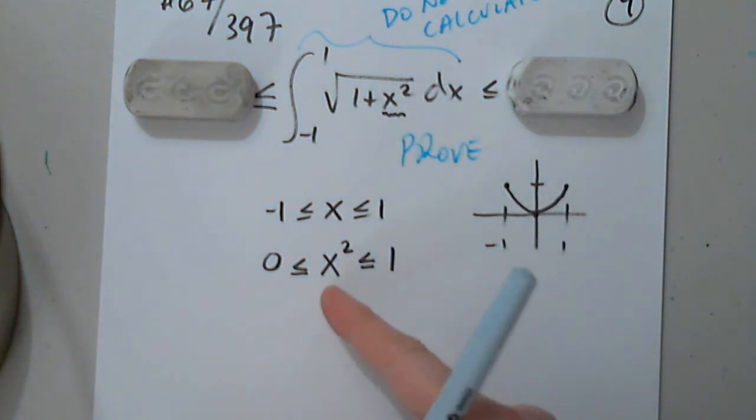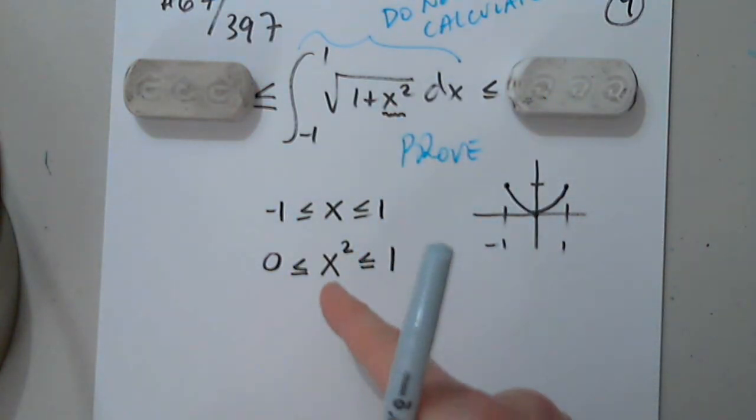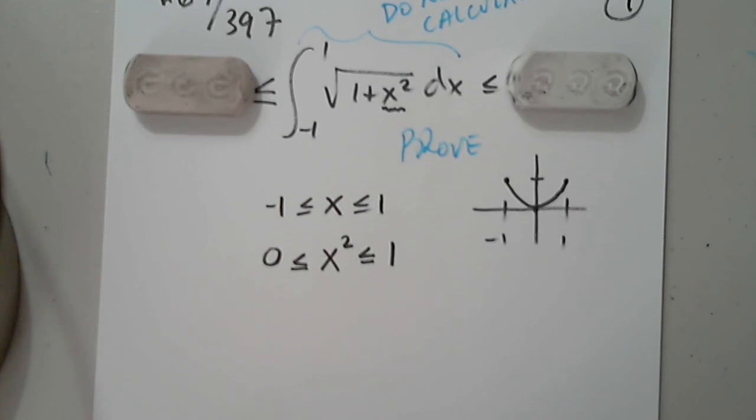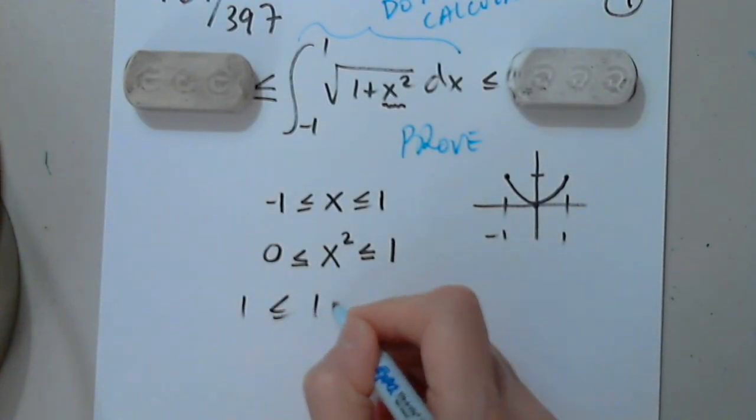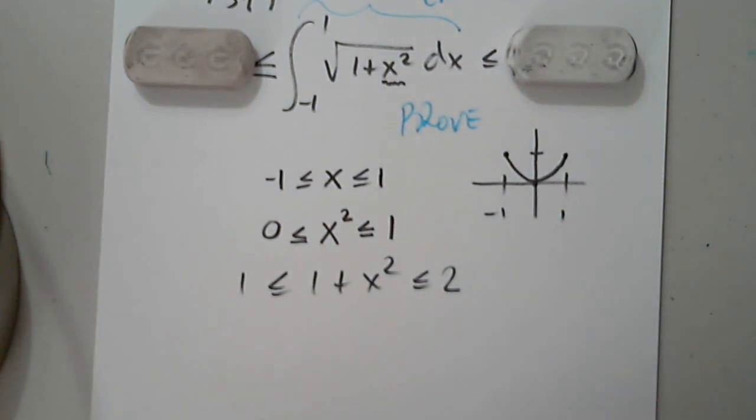So I have this little piece, but I don't want that. I want to have 1 plus x squared. What should I do next to get that 1 plus x squared right here in the middle? But it has to be legitimate. I cannot just say throw in a 1 in there. What can I do? Add 1 to each. Thank you very much. That is legitimate. Good.